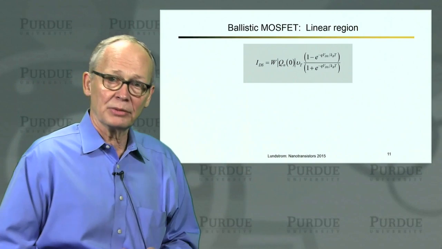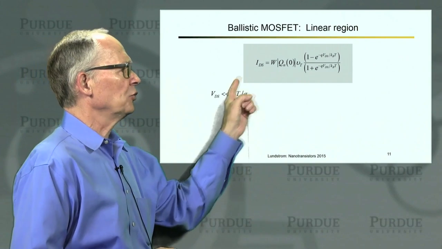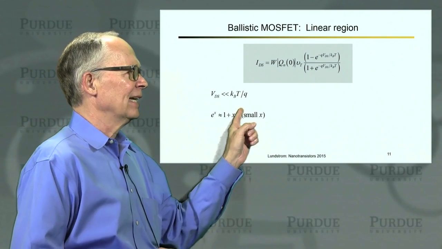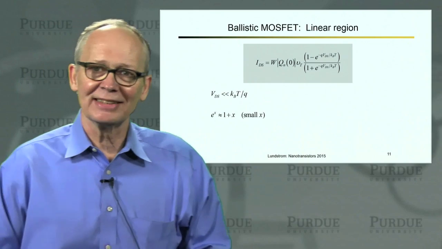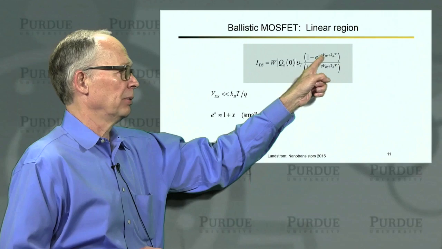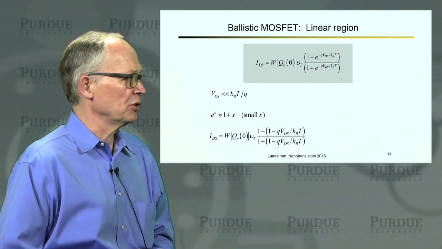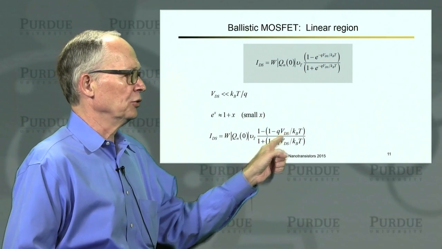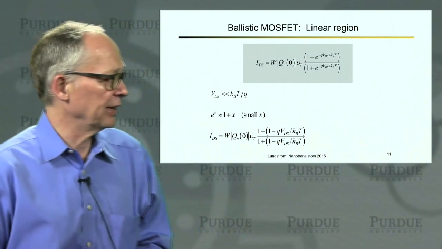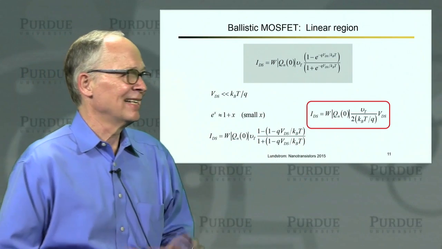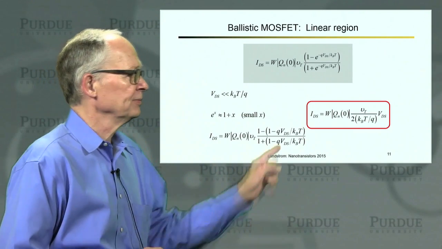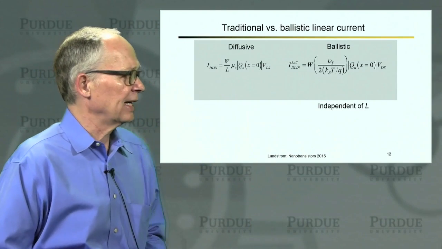Here's our general expression that we just derived. Let's assume that we have a small drain to source voltage, small compared to kT over q. Then we can remember our Taylor series expansions. e to the x is approximately 1 plus x when x is small. And if we apply a small voltage, then the argument of the exponential is small. We can expand both the numerator and the denominator for small arguments of the exponentials, and we get this expression. This is our expression for the linear region current of the MOSFET. So there it is. Let's take a look at it again.